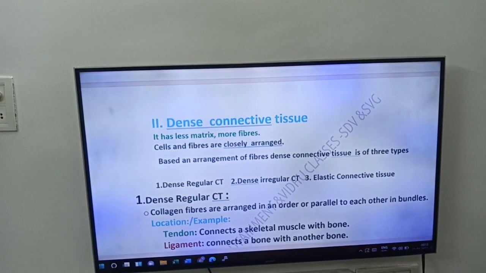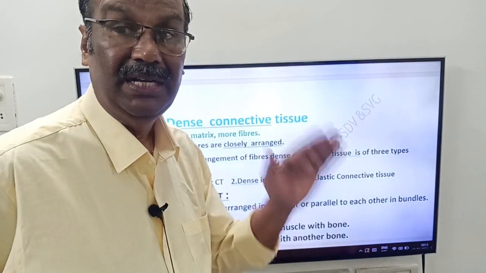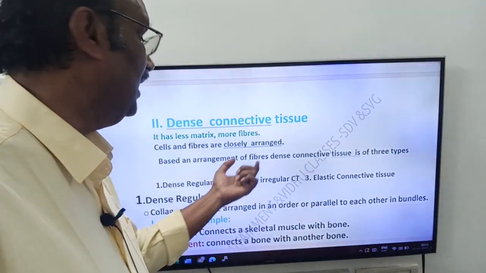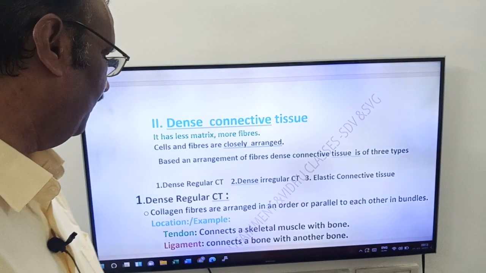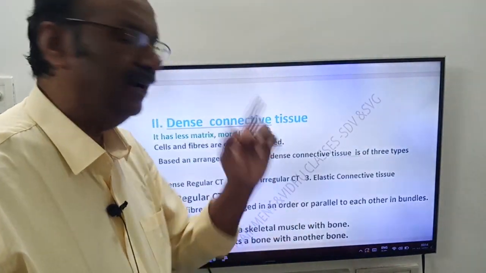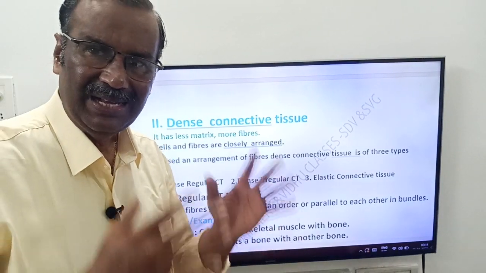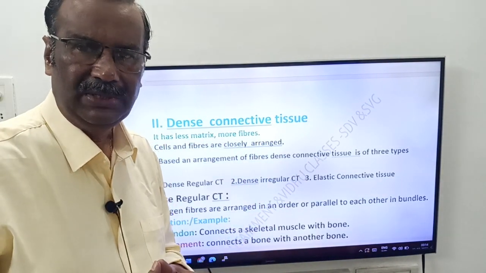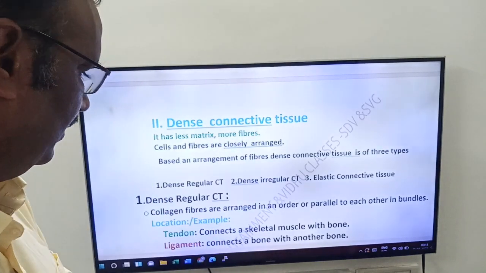Based on arrangement of fibers, dense connective tissue is of three types. What are they, friends? Dense regular connective tissue, dense irregular connective tissue, and elastic connective tissue.